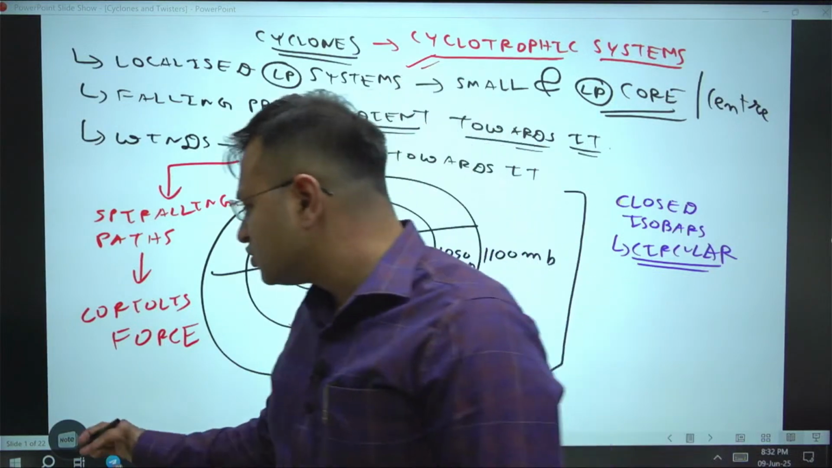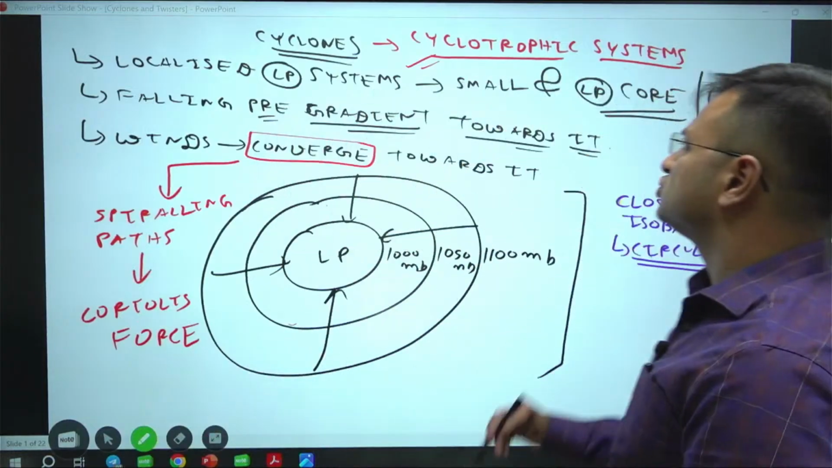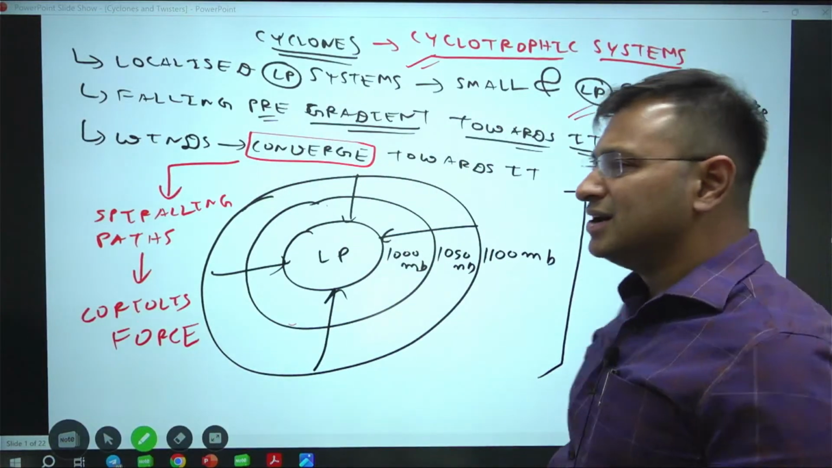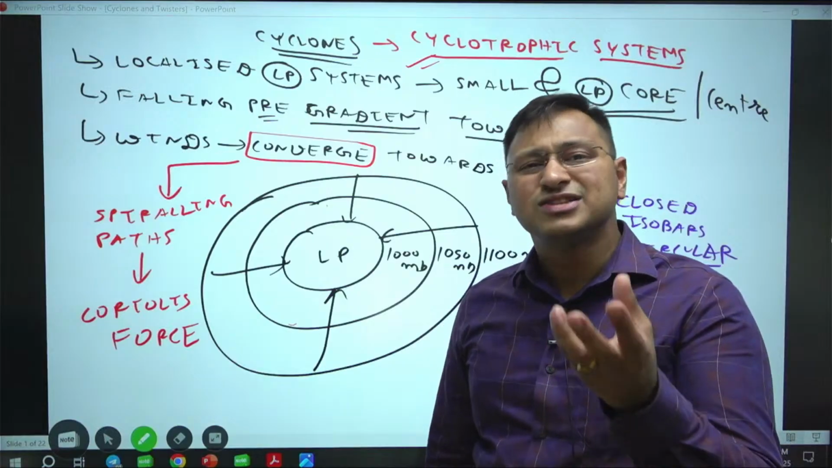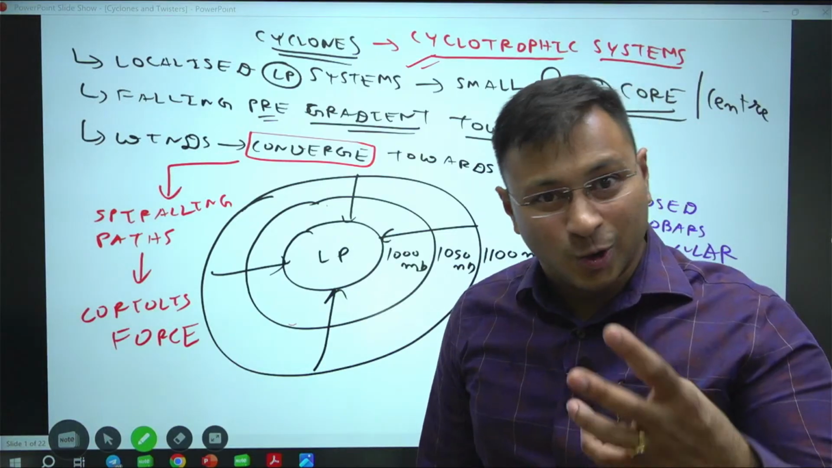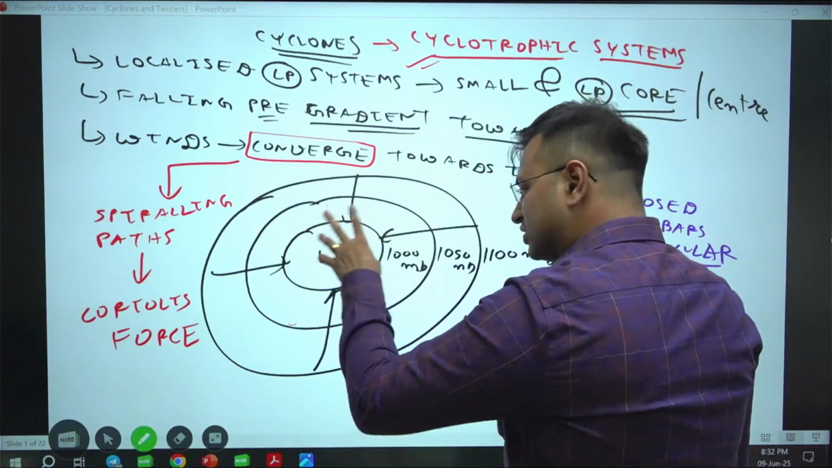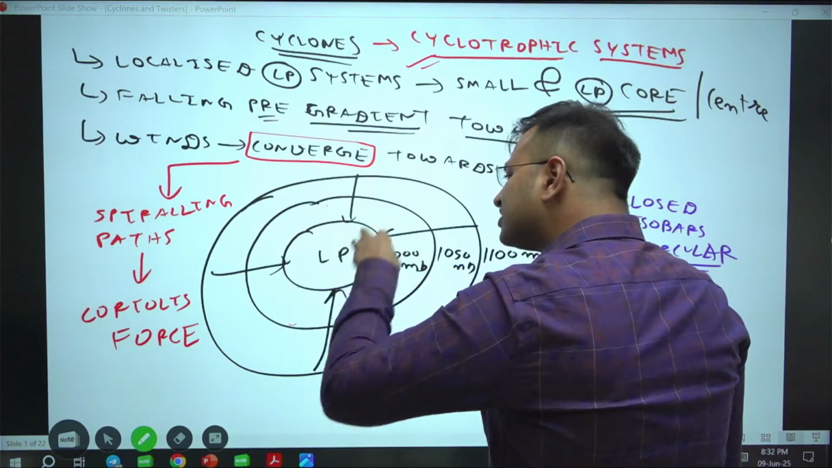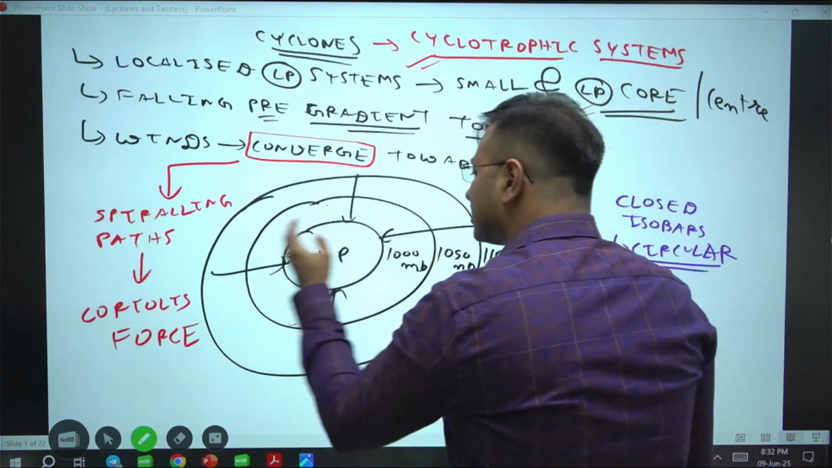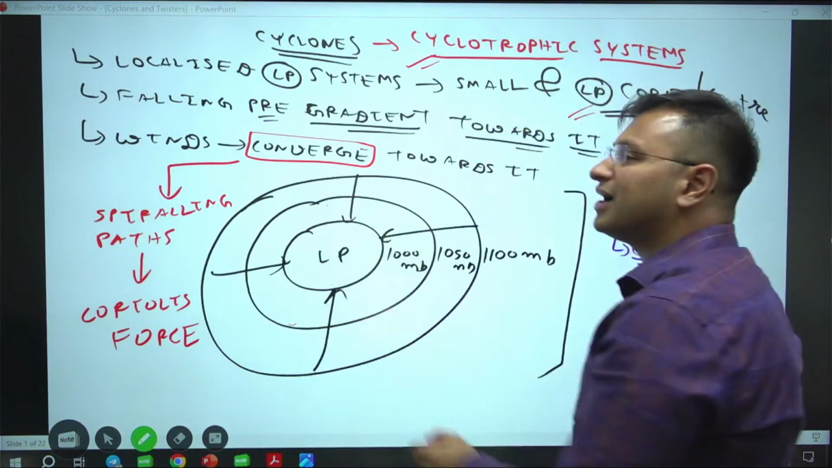Okay. If I'm talking about cyclones per se, what cyclones actually are? Cyclones are nothing but localized low pressure core systems. Localized low pressure core systems in the sense that you are having a low pressure, and surrounding this low pressure, the pressure is continuously falling from all the directions.